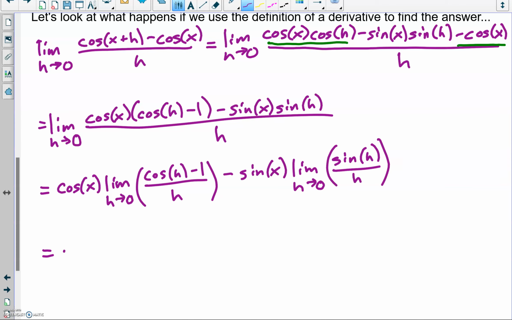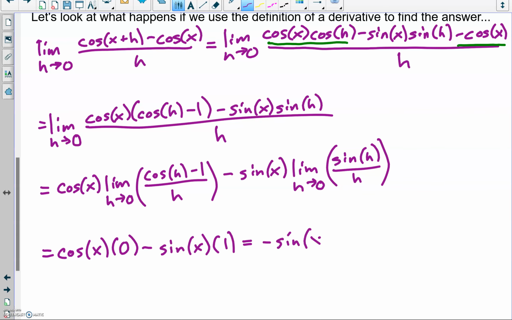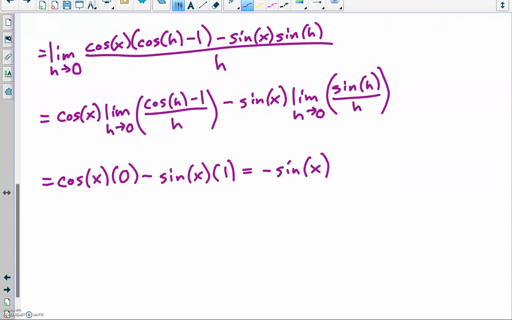And what I get here then, I have similar things for the limits. We already saw the limit as h goes to 0 of cosine of h minus 1 over h is just 0. And we already saw that the limit of sine of h over h as h goes to 0 was 1. And whoa, lo and behold, there we go, the negative sine of x coming right out of there. So, in fact, the derivative of the cosine of x with respect to x is equal to the negative sine of x.